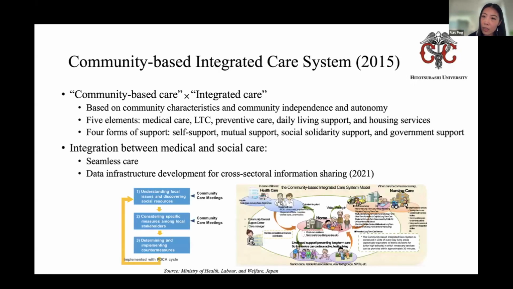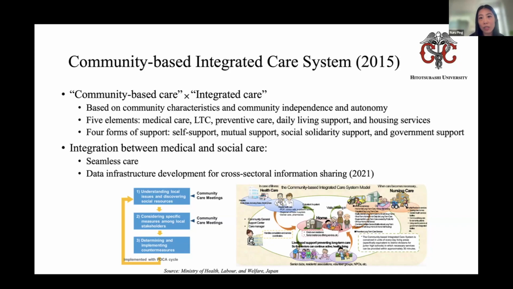In 2015, to address the demographic and epidemiological transition, the central government announced it would establish a community-based integrated care system. This takes into account both the community-based care concept and the integrated care concept. The fundamental principle is to respect the autonomy and ownership of the community and empower the community to mobilize community resources so that older adults can age in place.